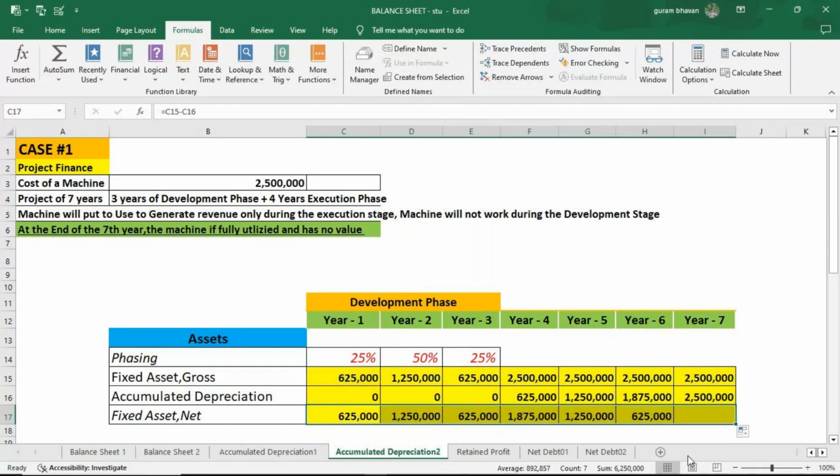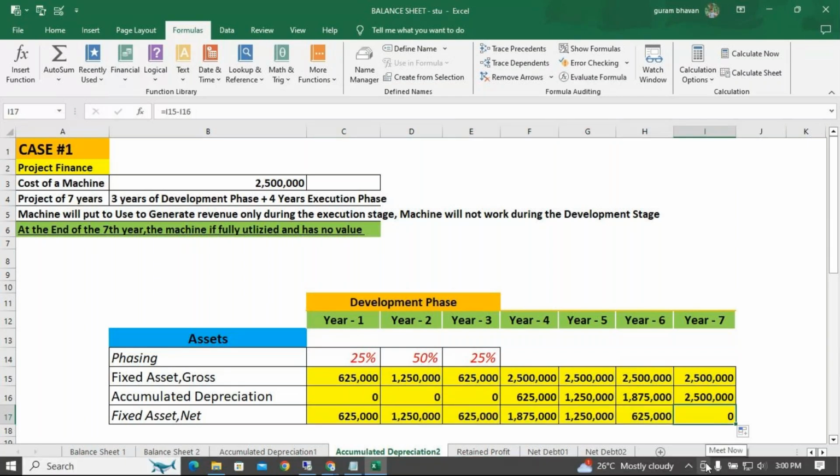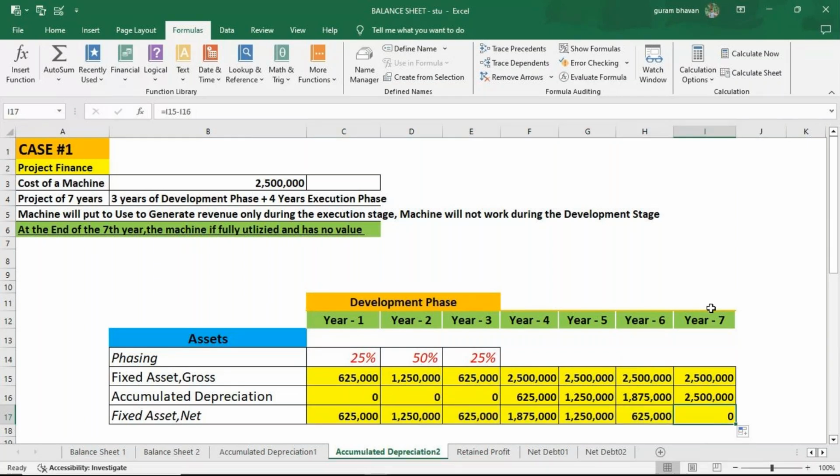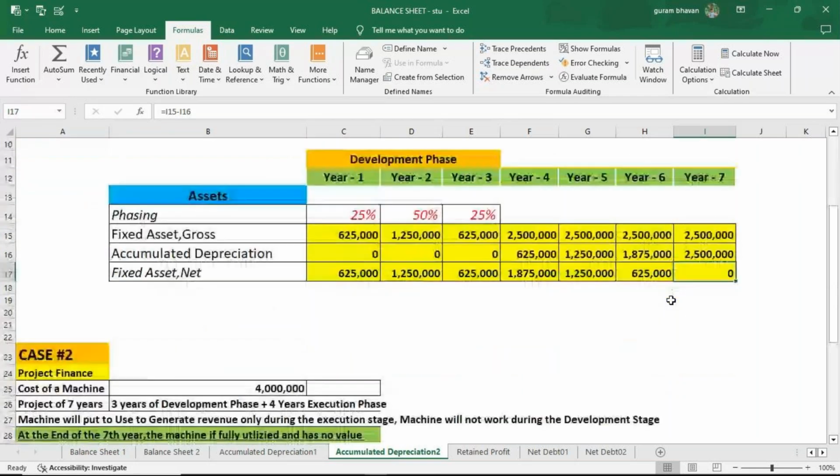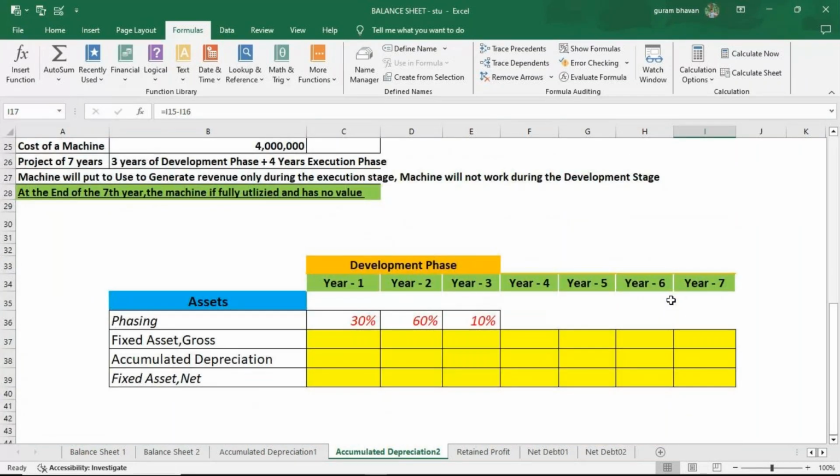So at the end of the 7th year, what they have told is the machinery is fully utilized and has no value. Hope you people understood this. Yes, ma'am. Okay, I wanted you people to solve this and try this second sum, which is almost the same.